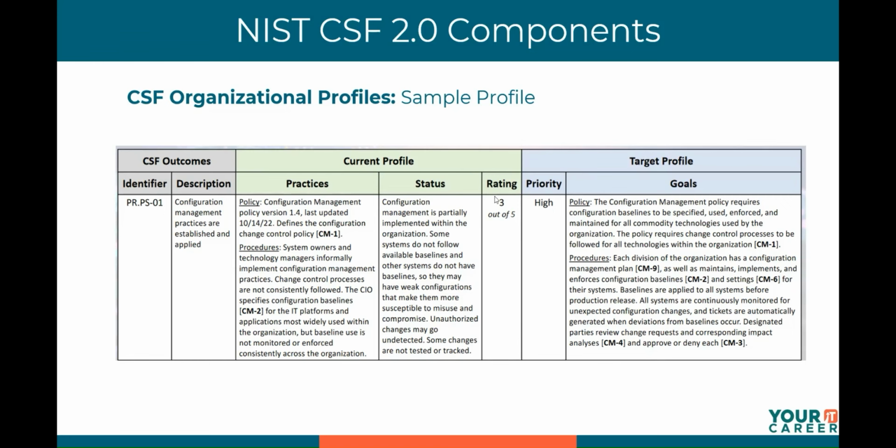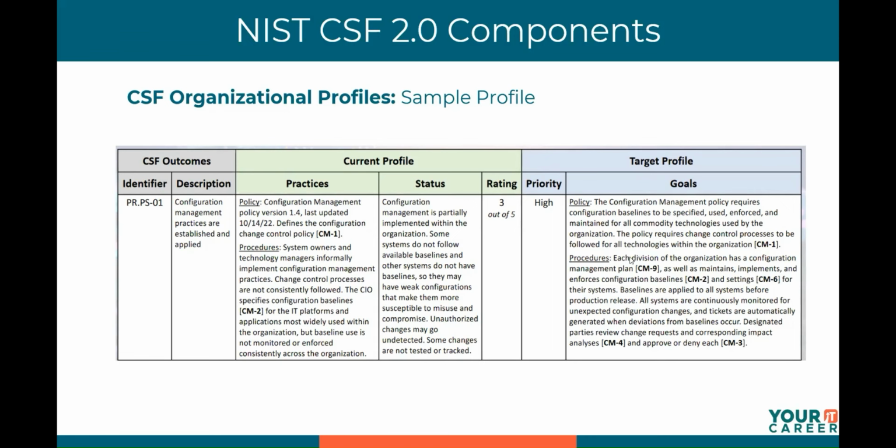Again, because this is an outcome that the company is saying is important to them, they've rated it as a priority. And then this is what they're saying their target profile is, right? They want configuration management to be very specific, to actually be used and enforced in the organization, and that the policy requires change control processes to be followed. So you guys already know that if any changes need to be made to the configuration of a company, they need to follow change management controls or the change management process, right? So maybe in the current profile, they're not doing that, right? Because it says change control processes are not consistently followed. So the target is saying this is what we want.